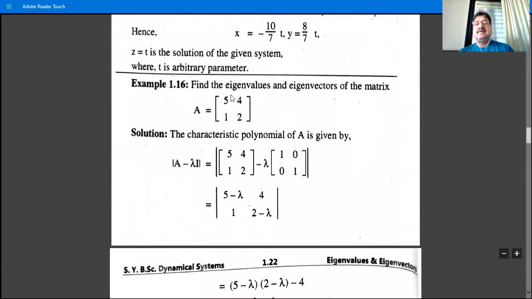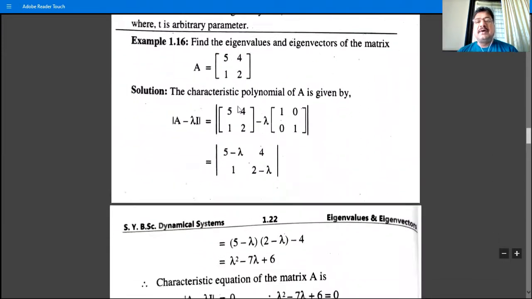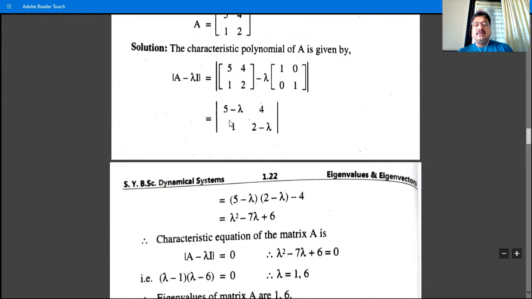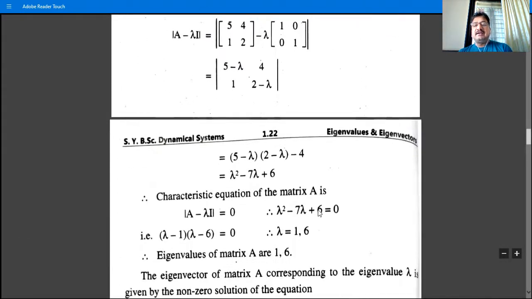So the question is to find the eigenvalues and eigenvectors of this matrix. So first we have to find the eigenvalues of this matrix. How can we find eigenvalues? We know that we first have to find the characteristic equation. What is the characteristic equation of the matrix A? It is the determinant of A minus lambda I, or determinant of lambda I minus A, is equal to 0. This is the characteristic equation.